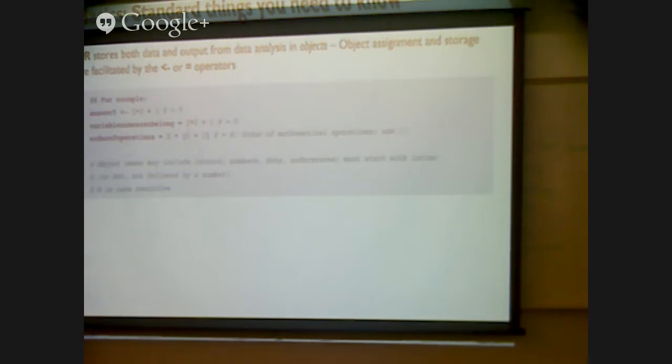Rules around object assignment are basically you can use letters, numbers, dots, underscores. They must start with a letter or a dot, but if it's a dot, you can't have a number after that for some reason, and it's case sensitive. There's rules.